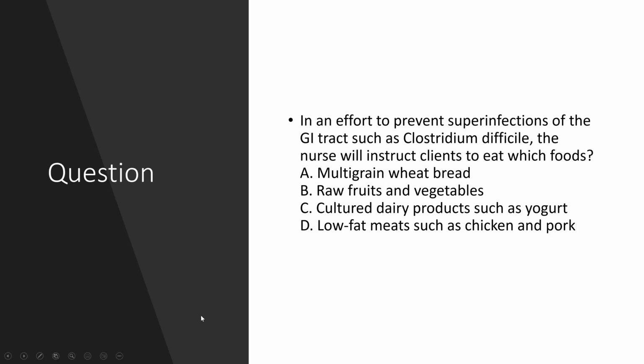So, okay, in an effort to prevent superinfections of the GI tract, such as Clostridium difficile or C. diff, the nurse will instruct clients to eat which foods? A, multigrain wheat bread. B, raw fruits and vegetables. C, cultured dairy products such as yogurt. Or D, low-fat meats such as chicken and pork. Think about that good bacteria in your gut.